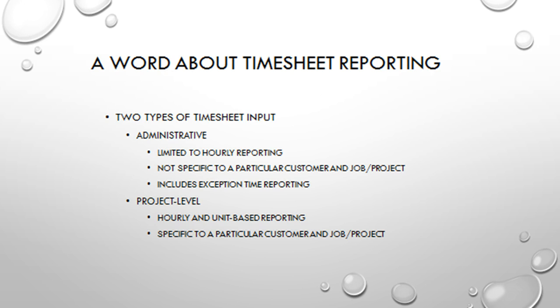Before we get started, it is important to note the two types of timesheet reporting available within the Employee Time Reporting app. Administrative time reporting is limited to the reporting of hours not specific to a particular customer and/or project. The reporting of exceptions such as personal time off or PTO, jury duty, bereavement leave, and personal days is completed via the Admin Timesheet Reporting function. For employees assigned to an administrative role, the Admin Timesheet Reporting function will be the only available option.